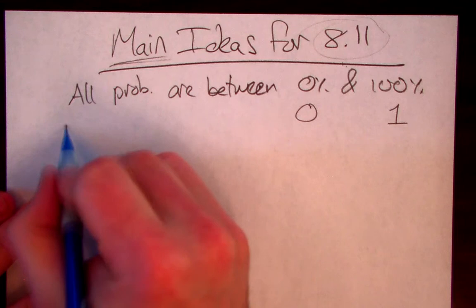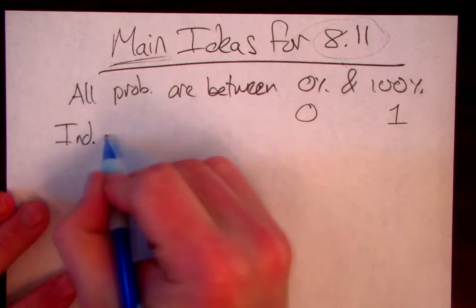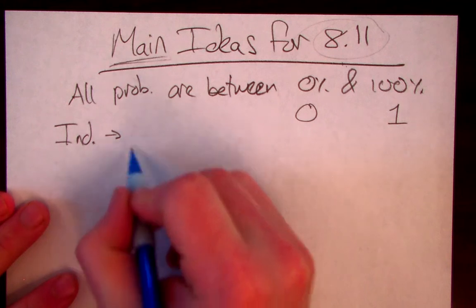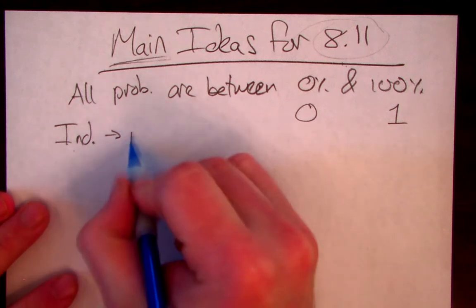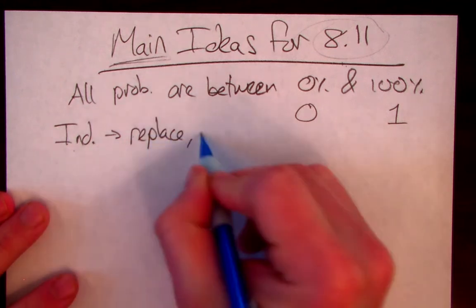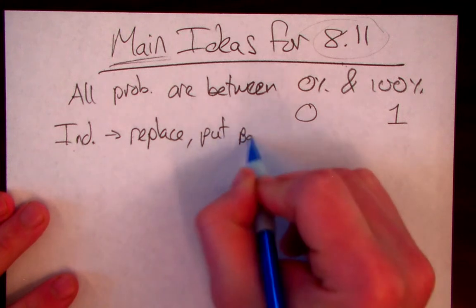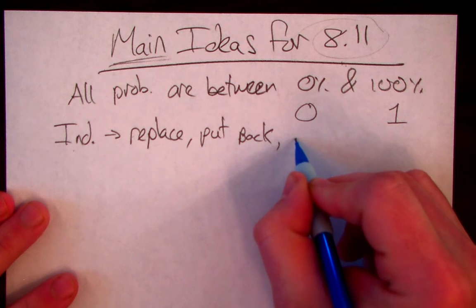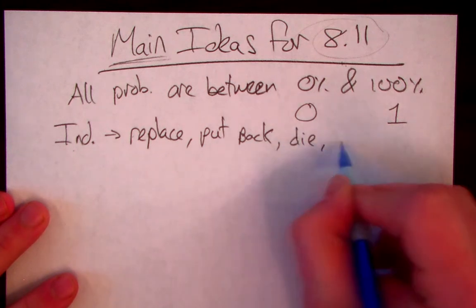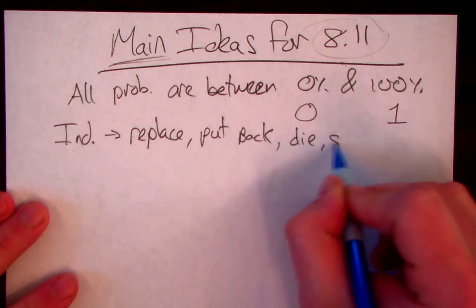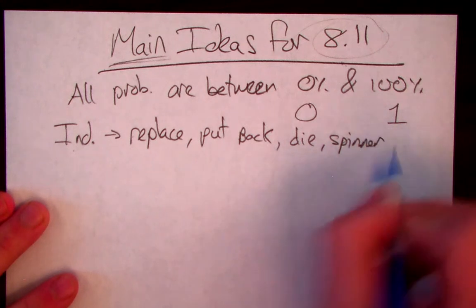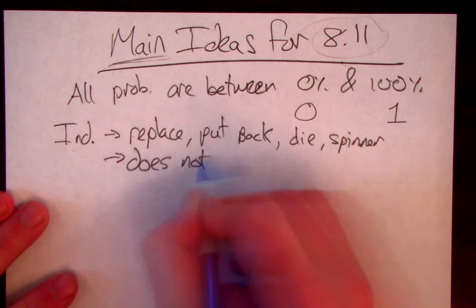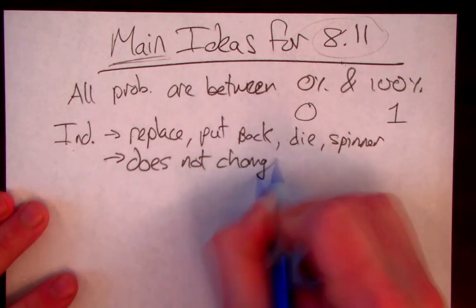Some other key ideas are this: for independent, some key words are replace, put back. You have working with a die or a number cube. You can also have a spinner. Anything that mainly does not change.